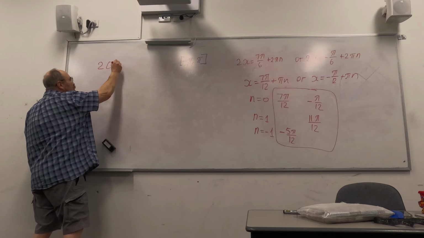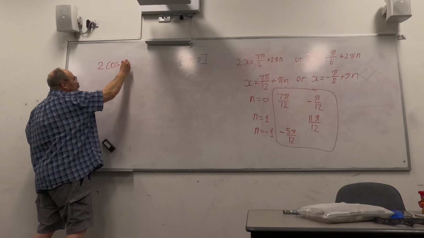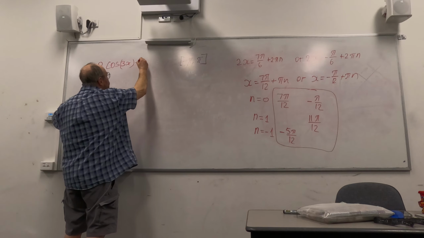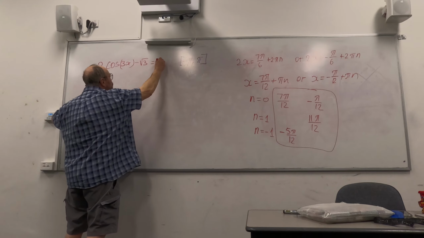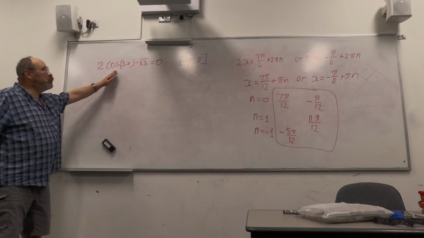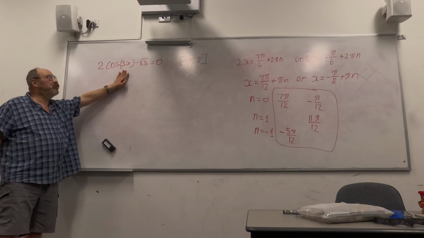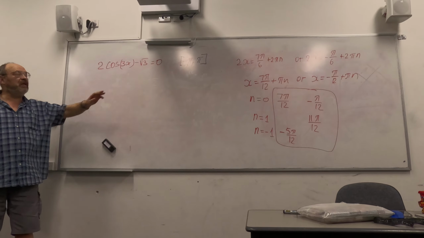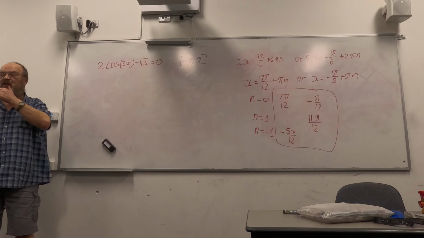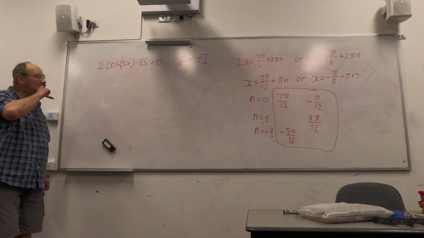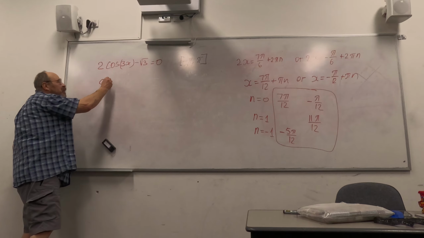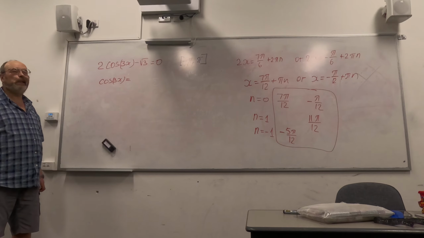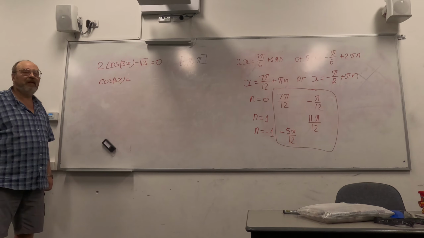2 cos 3x minus root 3 equals 0. Are we solving on the interval minus pi to pi? Let's do it together. So what is cos 3x equal to from here? Root 3 over 2. From here, it's pi over 6.